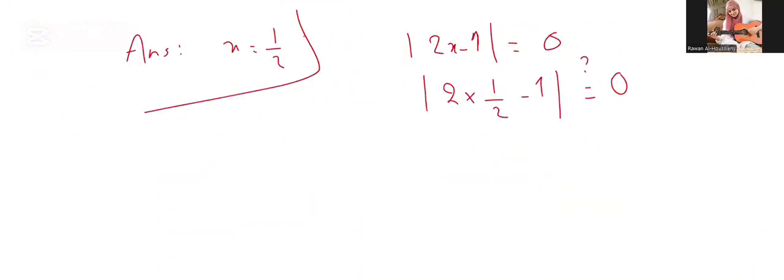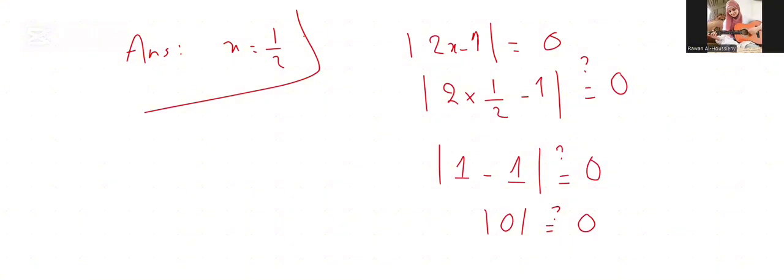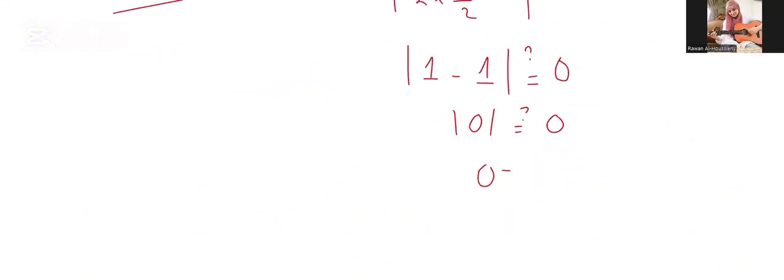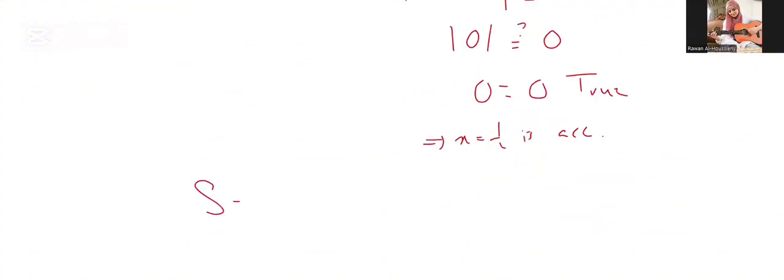So we have 2 multiplied by half gives us 1 minus 1 in absolute value. Does it equal 0? So 1 minus 1 is 0 in absolute value. Is it equal to 0? So the absolute value of 0 gives us 0, equal to 0. So this is true, so x equal to half is an accepted value. So this is accepted because it gave us true. So now the solution for this part is 1 over 2.